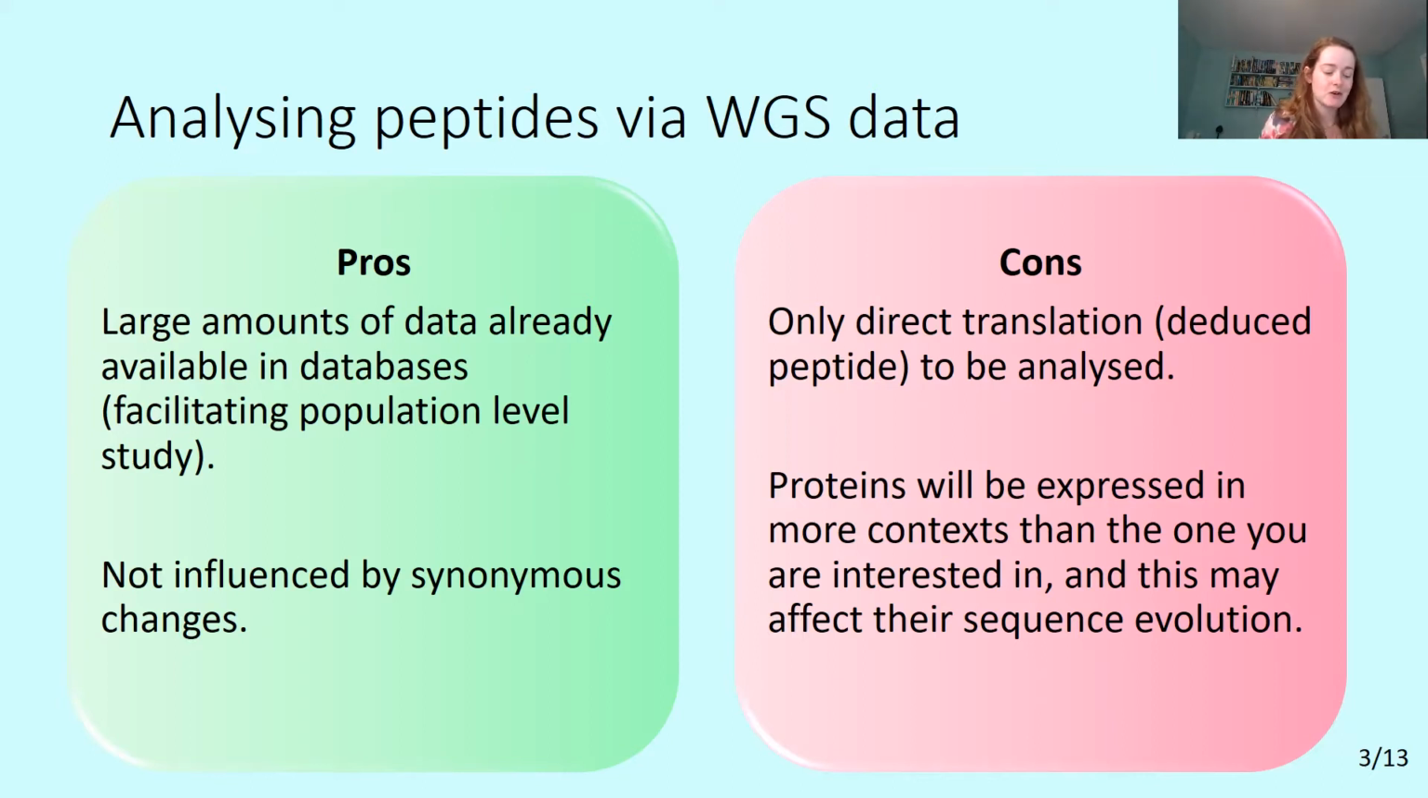The downside is that when working from whole genome sequence data, and therefore nucleotide sequence data, you only have the direct translation, the deduced peptide sequence, to analyze, which means you don't have much insight into post-translational modifications or the level of expression. Additionally, unless your protein has a really specialized and unique function, it's probably going to be expressed in more contexts than the specific one you're interested in. For example, I was interested in my proteins in the context of the outer membrane vesicle. However, all of those proteins are also present generally in the outer membrane of these bacteria as well. So that was something I needed to consider in my analysis.